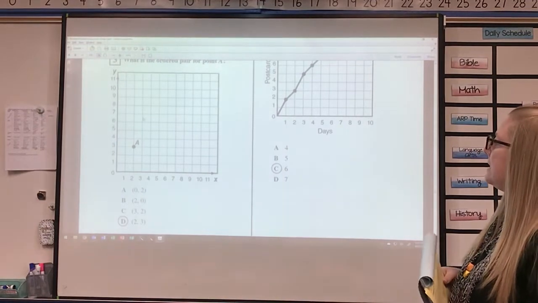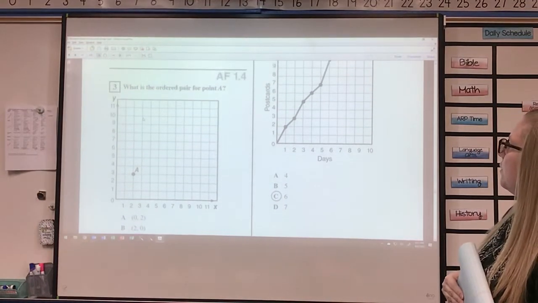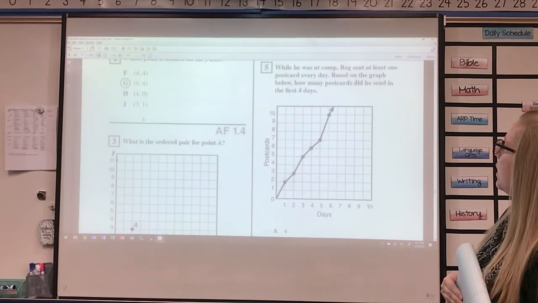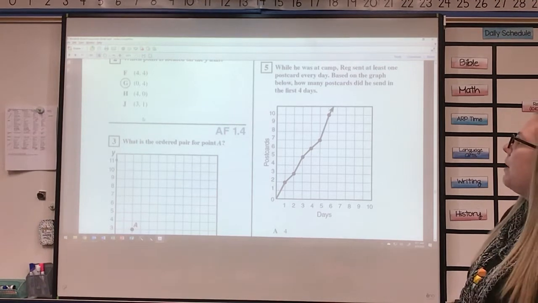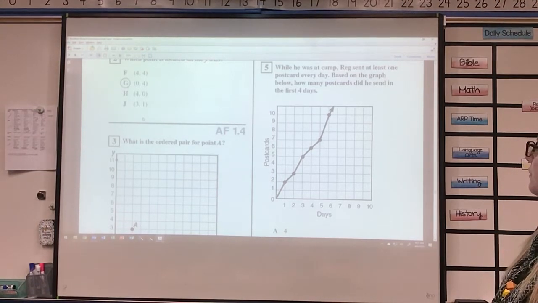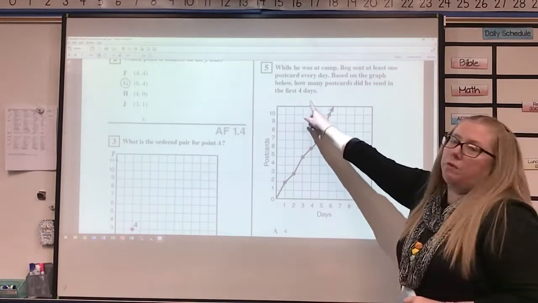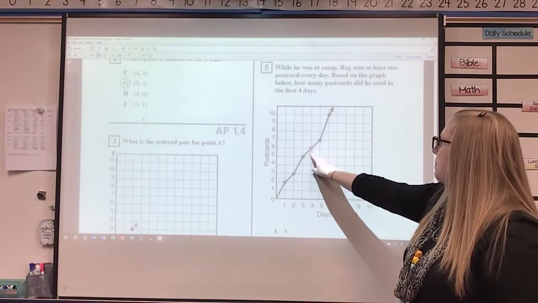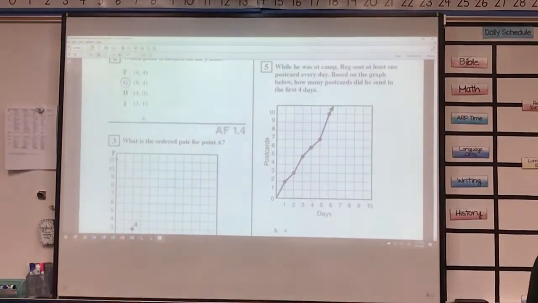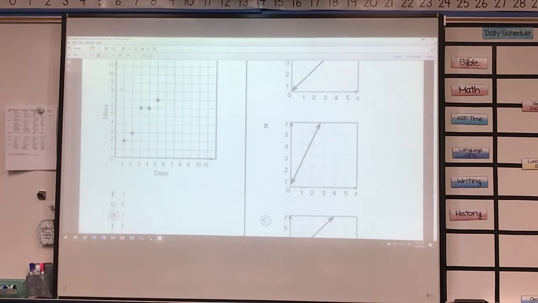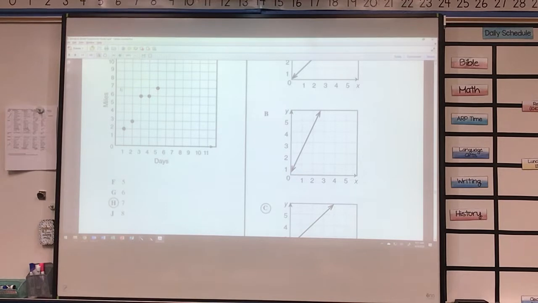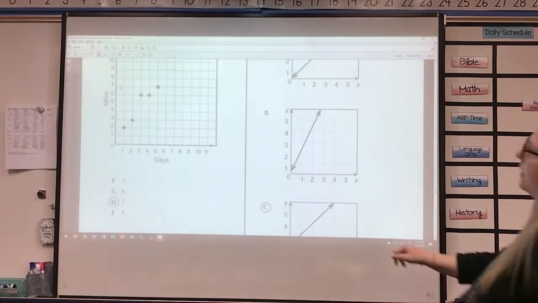Number 5 is C, which is 6. And the question on this one was asking, while he was at camp, Reg sent at least one postcard every day based on the graph below. How many postcards did he send the first 4 days? So these are days, so first 4, I go 4, and then I go up, and it's 6. That's how I got 6. And 6 is H.